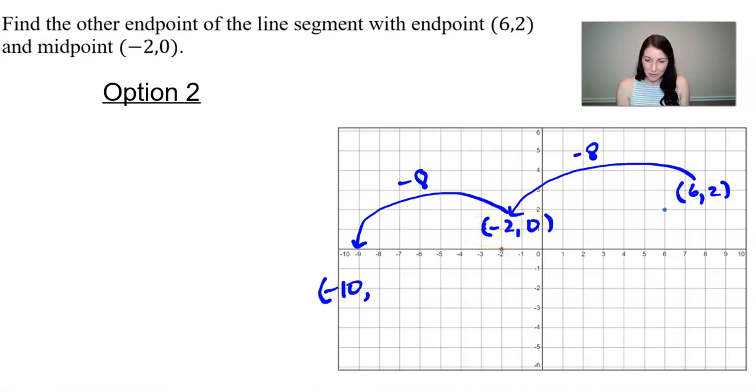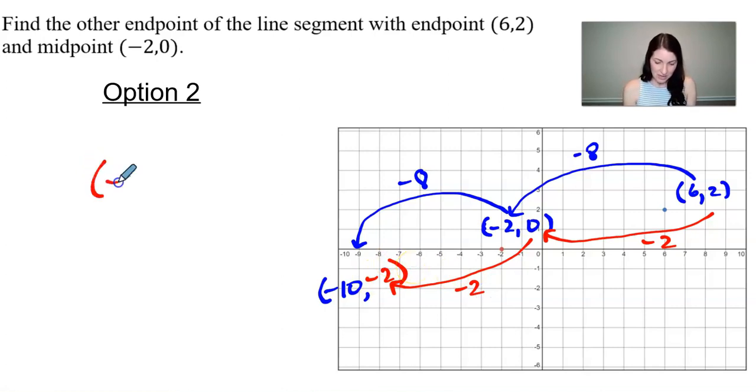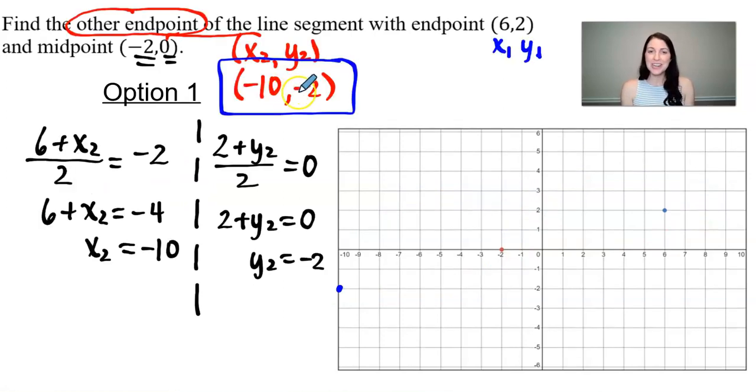Now let's do the same thing with the y-coordinate. For the y-coordinate, I went from 2 to 0. It looks like I subtracted 2. So let's do the same thing to get to the endpoint on the other side. Let's subtract 2 from the y-coordinate, and I would get -2. So my answer is -10, -2. And let me go back real quick to what our answer was here. Sure enough, also -10, -2.